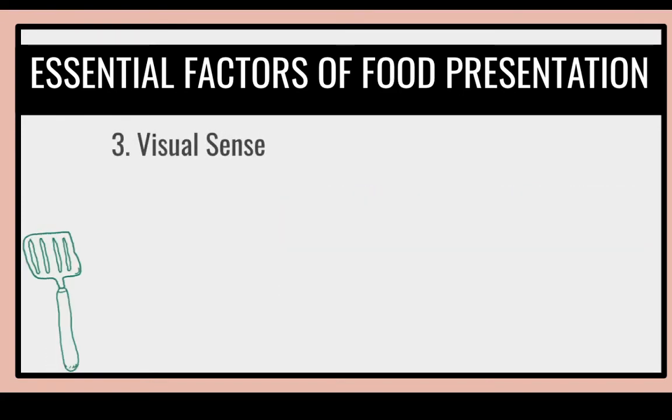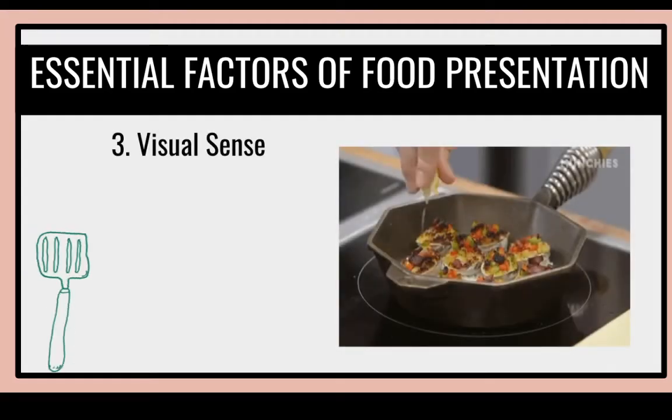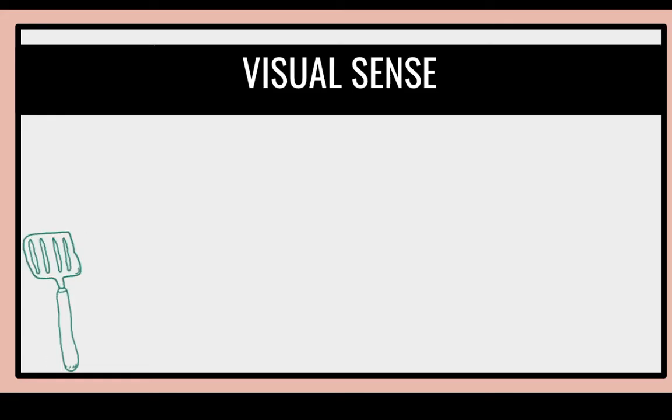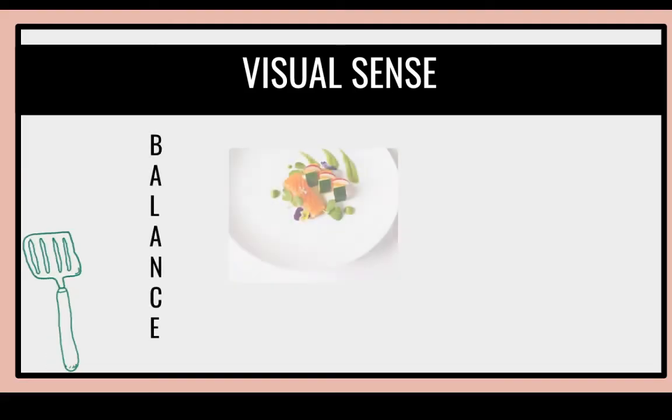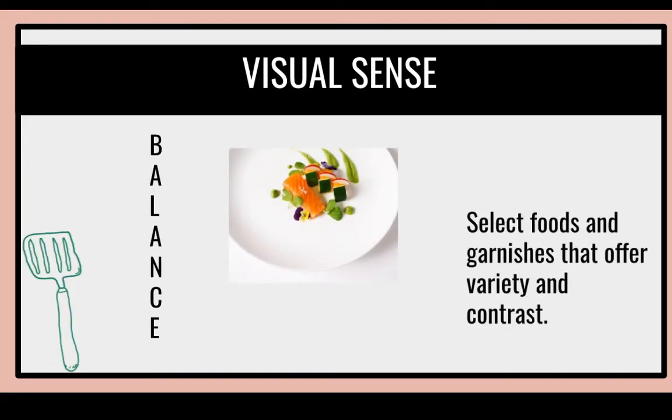Third, we have the visual sense. Visual sense is your sense of style, arrangement, and eye to make your food appealing to your customers. The visual sense is composed of three parts. First, balance. You have to select foods and garnishes that offer variety and contrast. This should be applied to colors, shapes, textures, and flavors.